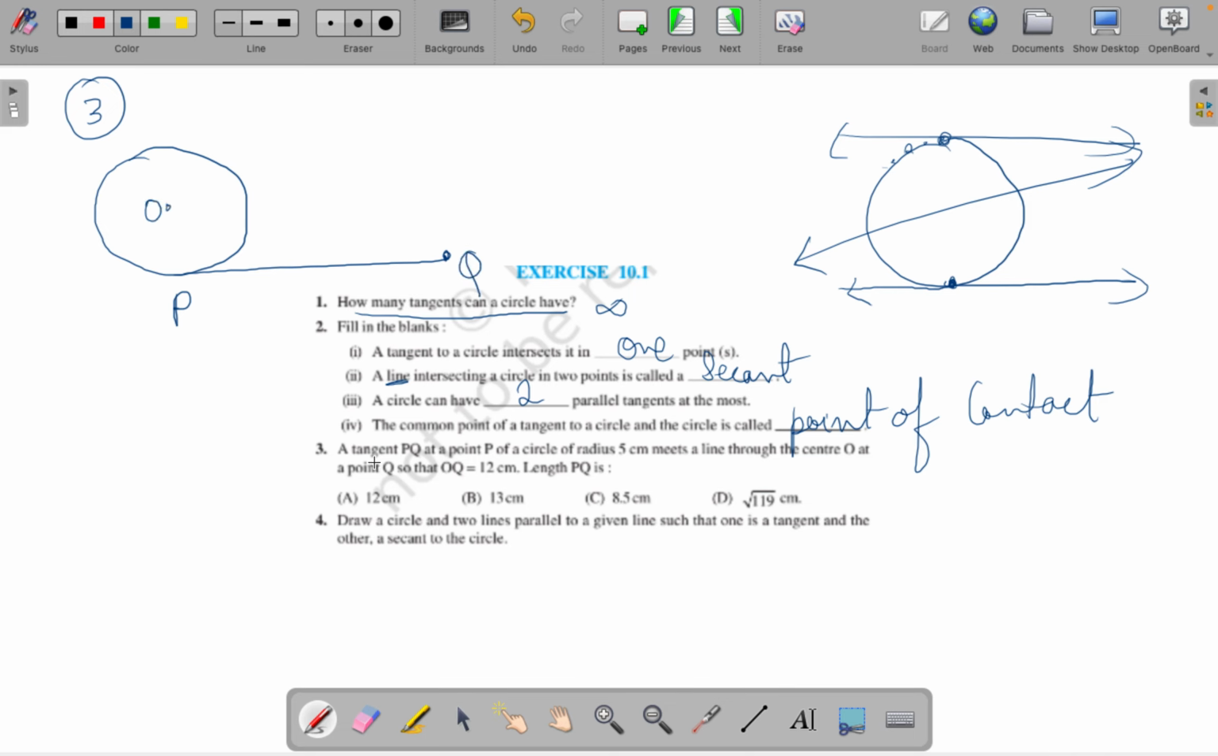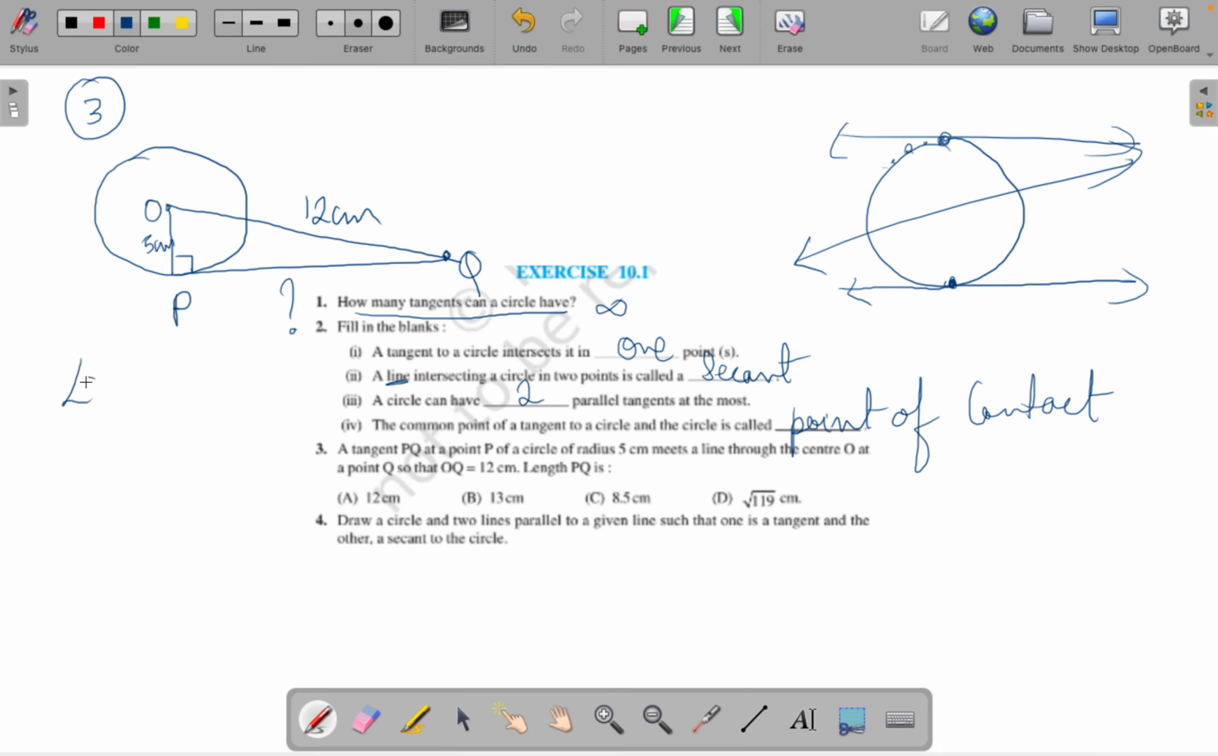A tangent PQ at P of a circle of radius 5 centimeter meets a line through the center O at a point Q so that OQ is 12 centimeter. We have to find the length. Circle का जो radius है वो कितना given है बेटा? 5 centimeter. So this is OP is 5 centimeter.